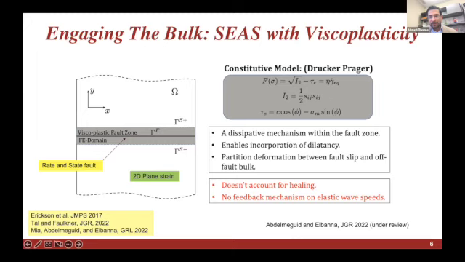And these are the equations of the Drucker-Prager formulation. Two features here that we consider. It has a viscous component that gets activated once the stresses exceed the yield strength. So there's some time dependency, but it's not as in the regular viscoelastic case. It's only triggered once the yield stress is achieved.